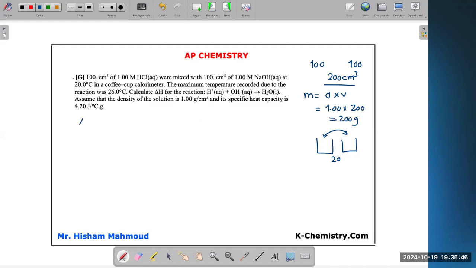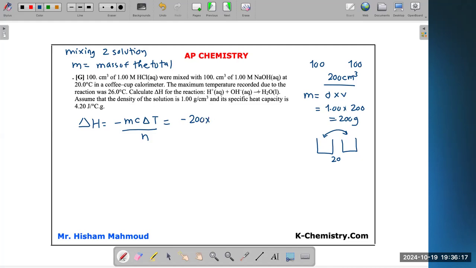Okay, so delta H is equal to what? Negative mc delta T divided by the number of moles. What is the mass this time, Julian? It is the mix, the total, right? The total of the two solutions that I mixed. So if you are mixing two solutions, your mass is equal to the mass of the total, which is 200 grams. So it is minus 200.